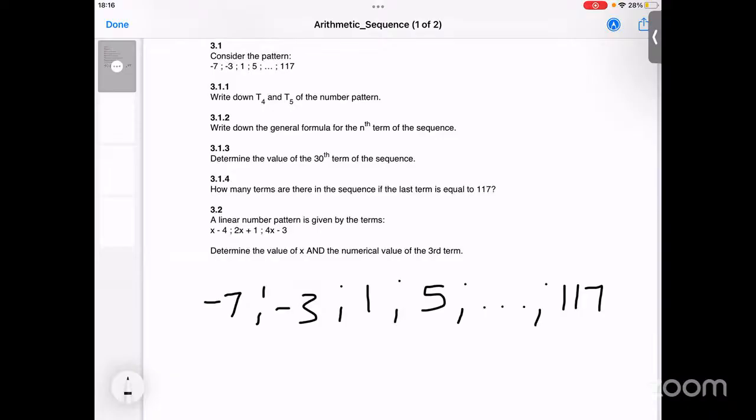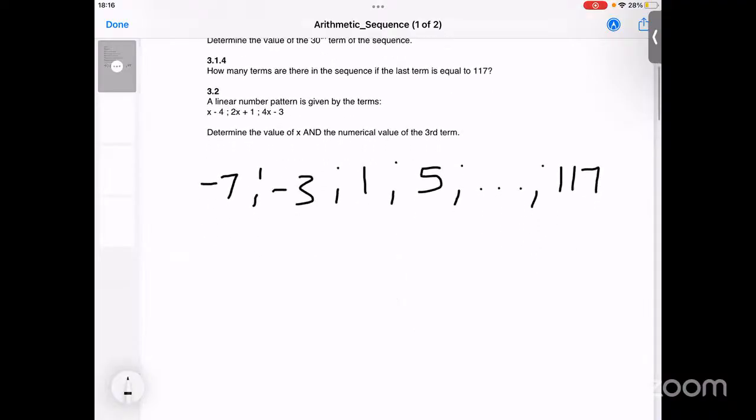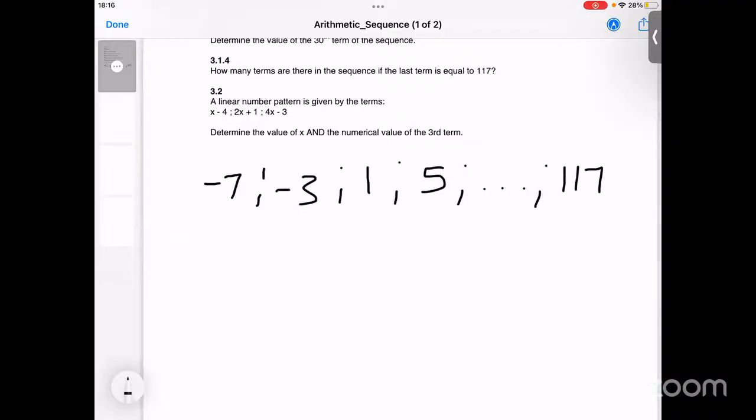So now 3.1.1, they want you to write down term 4 and term 5 of this given number pattern. Most importantly, the first thing that you are interested in doing is to find out if this indeed is a number pattern, and not only that, but also to figure out what type of number pattern this is. The first thing that you would do is to test if we are having a common difference. And you can only find out if you say this minus that.